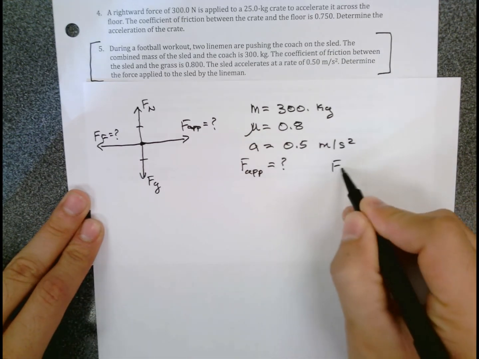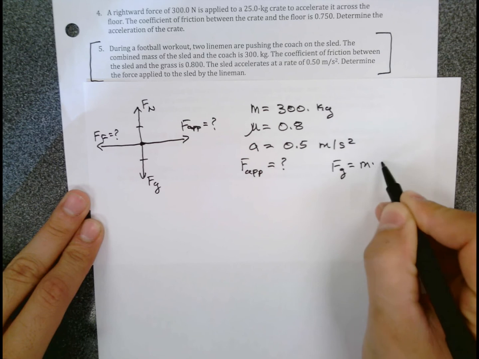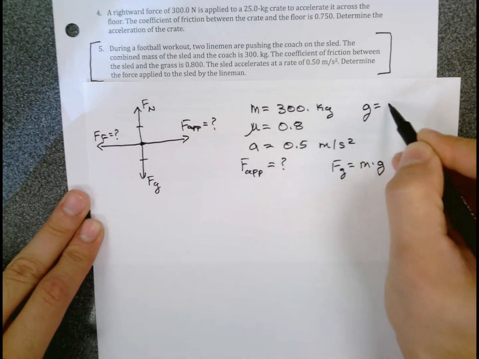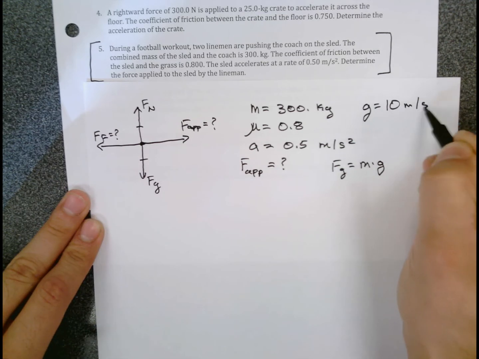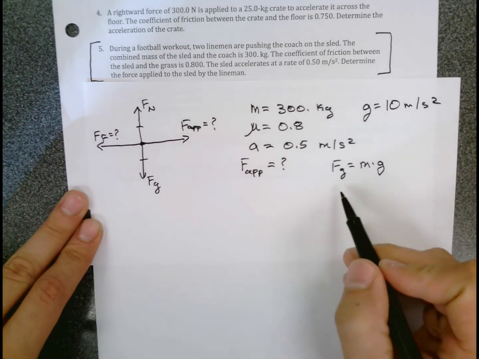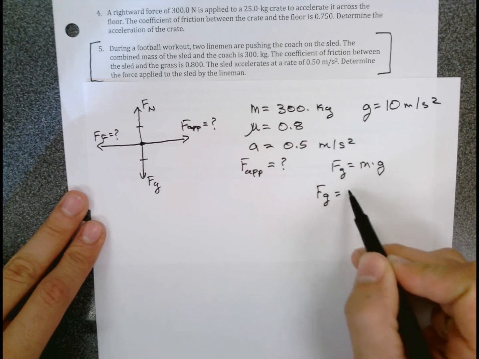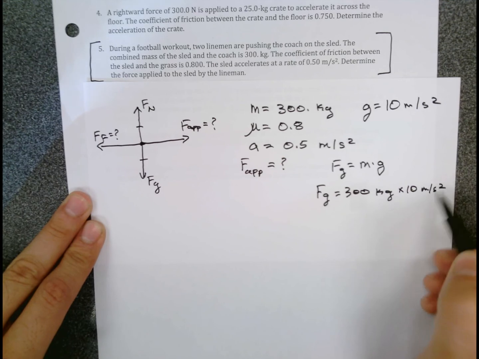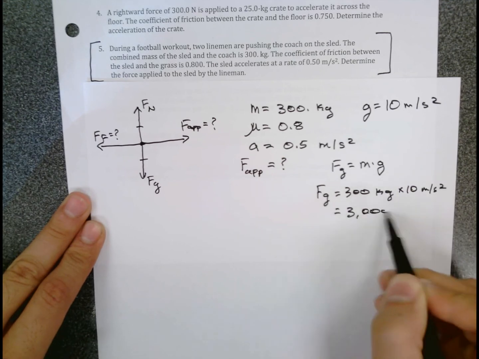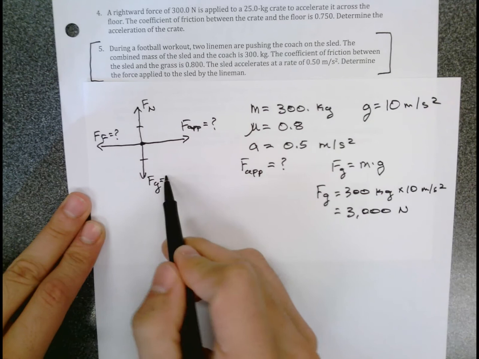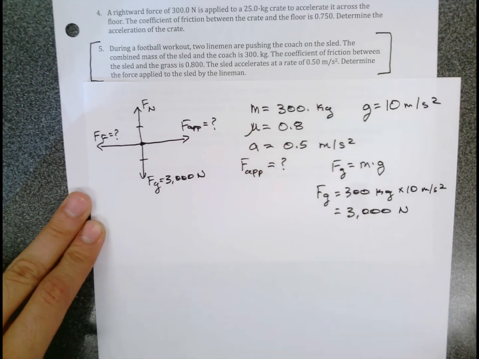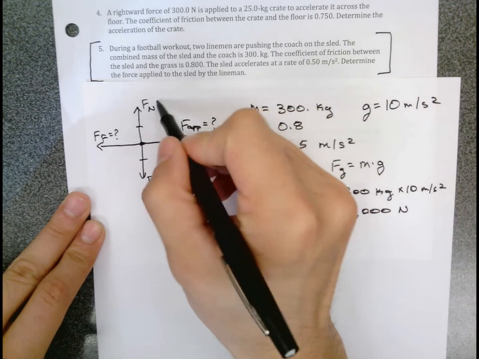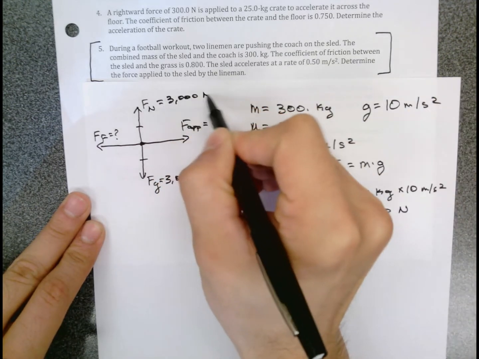One place we can start is we know the equation for the force of gravity. The force exerted by gravity is equal to mass times the acceleration due to gravity. In that case, we know that g is equal to, and rounded to, 10 meters per second squared. So plugging in what we do know, F g is equal to 300 kg times 10 meters per second squared. That gives us 3,000 newtons. F g is equal to 3,000 newtons. If we look at our free body diagram, we have an equivalency line saying that the force of gravity is equal to the normal force, which is 3,000 newtons.